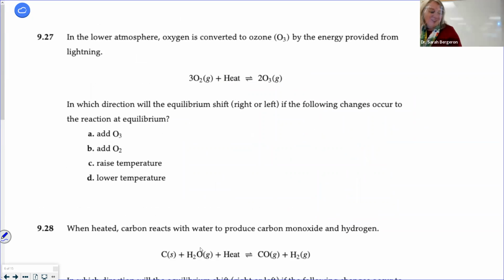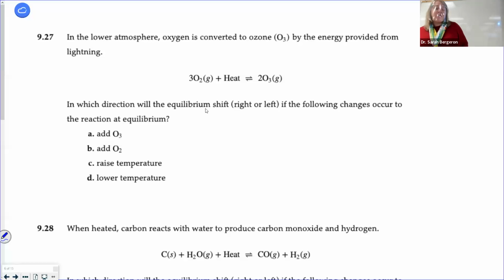Okay, so in the lower atmosphere, oxygen's converted to ozone, right? You know the ozone layer, right? It's getting smaller, but it's actually getting a little bigger now. And that reaction occurs because of lightning. That's where our energy comes from. So the lightning gives you the heat that's required for this reaction to occur. So we have our oxygen that is normally O2, but when we convert it to ozone, that's now O3.